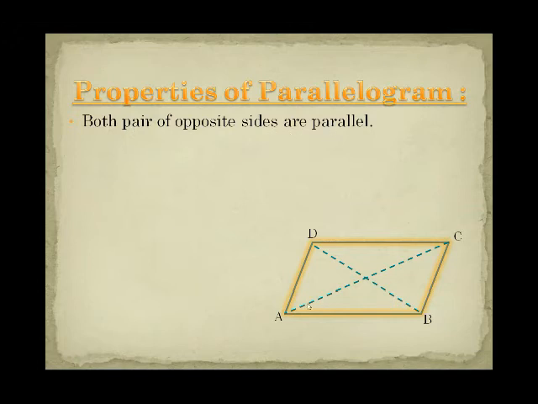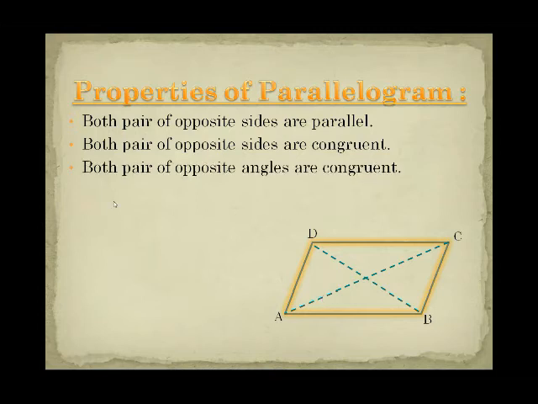As you see, students, both pairs of opposite sides are parallel, meaning side AB and side CD are parallel, and side AD and side BC are parallel. The next property is both pairs of opposite sides are congruent. Side AD and side BC are congruent, and side AB and side CD are congruent.